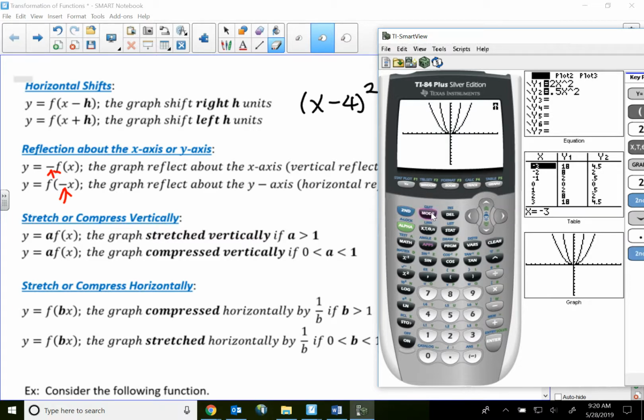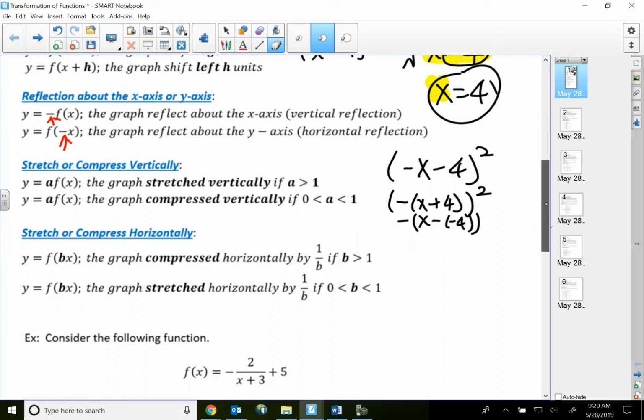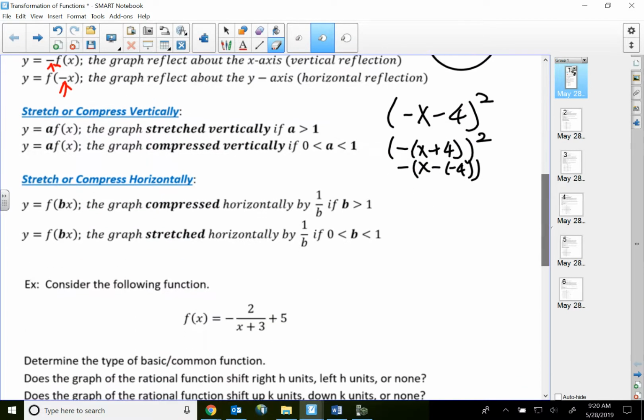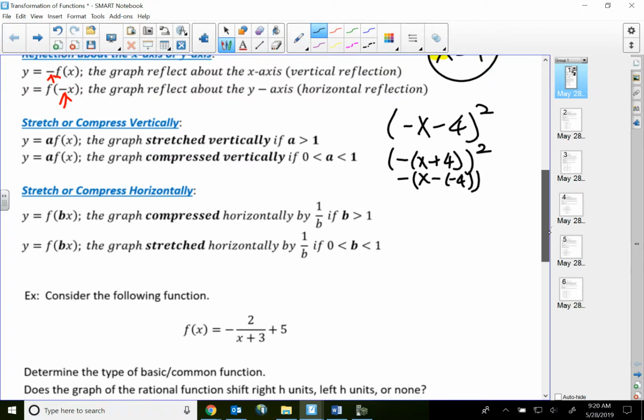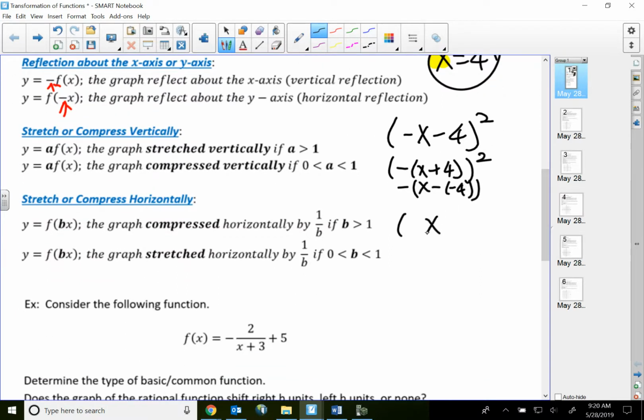Now, I didn't talk much about the number inside the function in front of the x. It's actually very neat. All the examples I've been giving you so far are always 1x inside the function. So if it's anything other than 1x, it will actually be referred to as compressed or stretched horizontally. So let me give you a quick example here. Let me use this x minus 4 whole thing squared, for example.